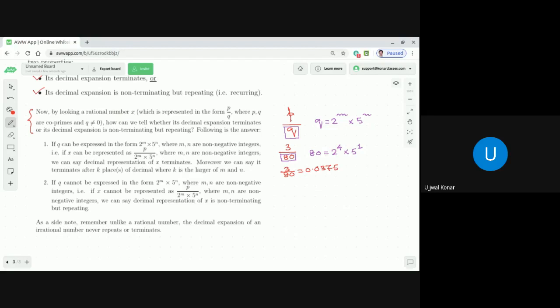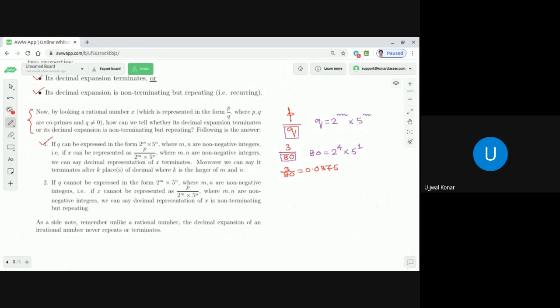Clear, I hope. So what we understood is the first point: if q is expressed in the form of 2 to the power m into 5 to the power n, where m, n are non-negative integers, that is, if x can be expressed as p by 2 to the power m into 5 to the power n, we can say the decimal representation of x terminates. Moreover, it terminates after k places of decimal, where k is the larger of m and n.